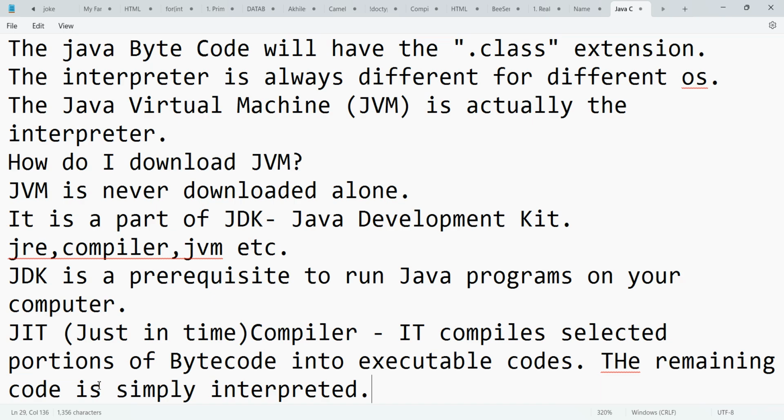This is of not much importance, but it works only on selected portion of bytecode. Make a point of this also. Then I'll recapitulate the entire process once again and types of compilers.